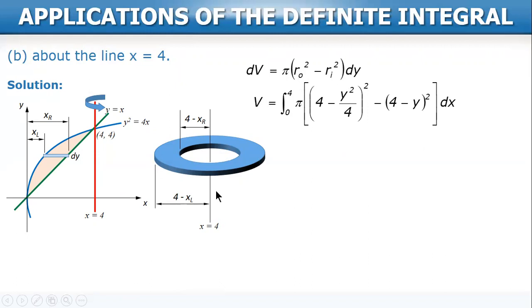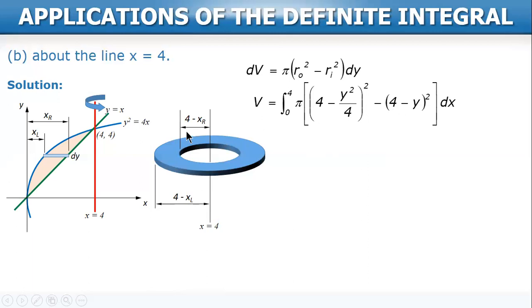So the outer radius is 4 minus x_L, our x sub L, which is the blue parabola. So what's the expression of x? It's y squared over 4, this one. So x_L is y squared over 4, and the outer radius is 4 minus y squared over 4.